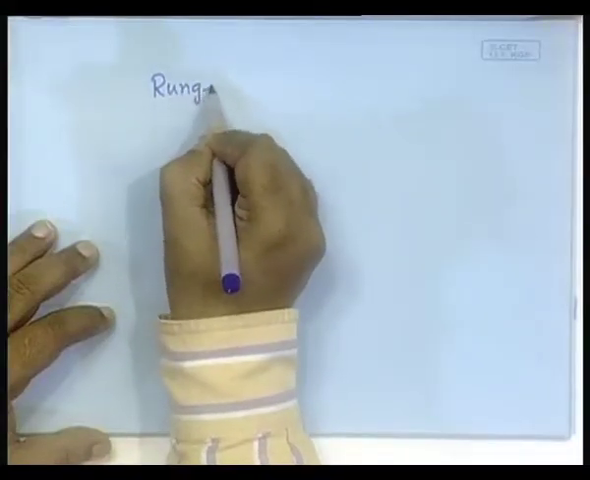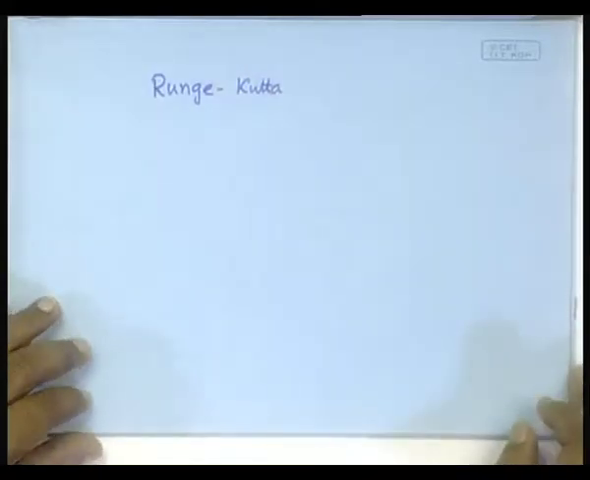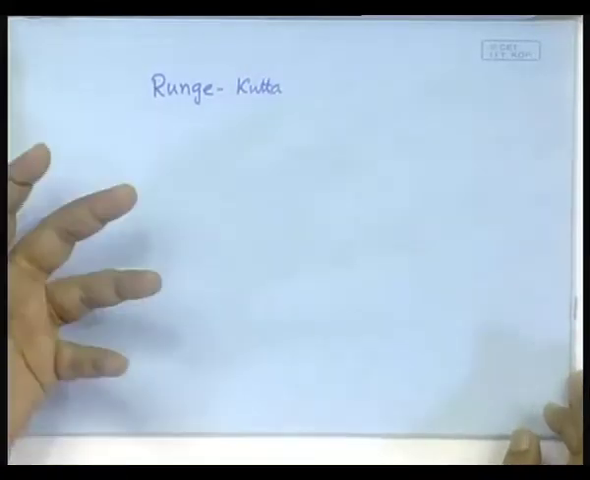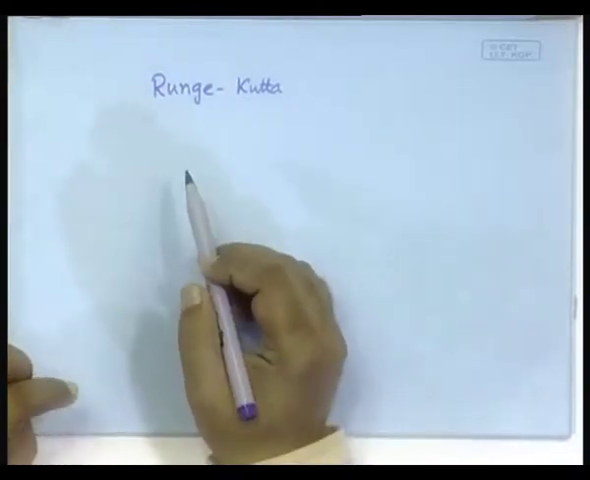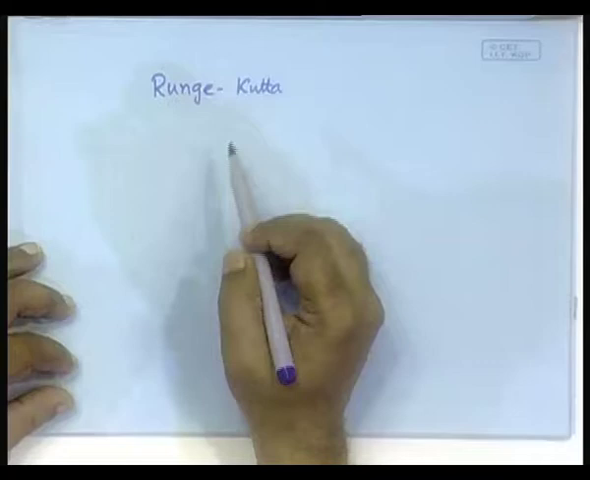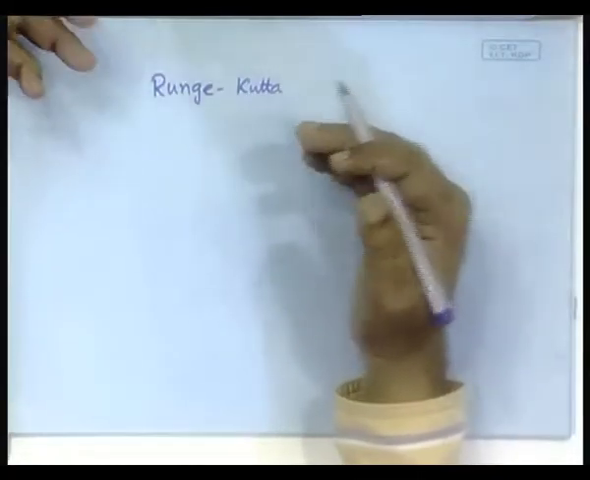And this whole logic was laid out by two people, Runge and Kutta. So, the whole logic is called the Runge-Kutta method. German, therefore, U would be pronounced as U. So, it is not Kutta, it is Runge and Kutta. That is why the Euler method is also called the first order Runge-Kutta method.